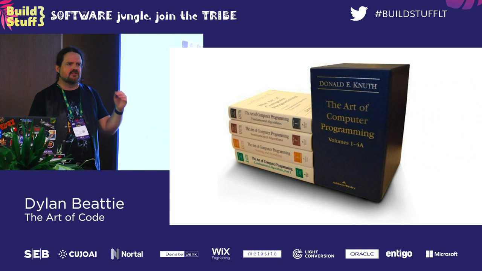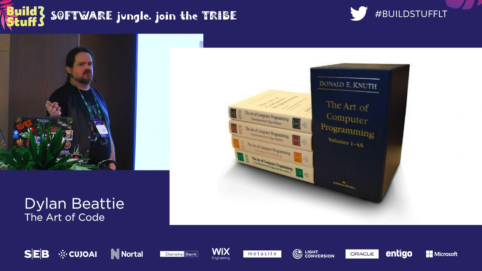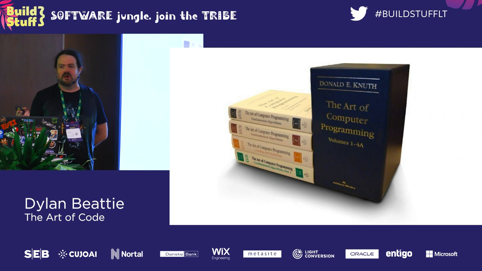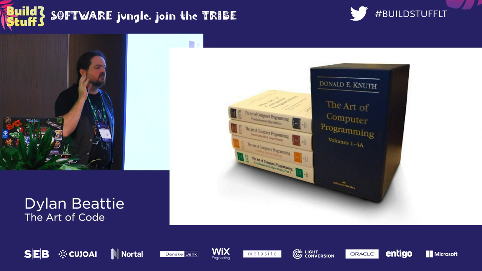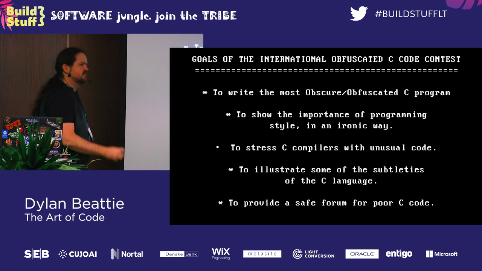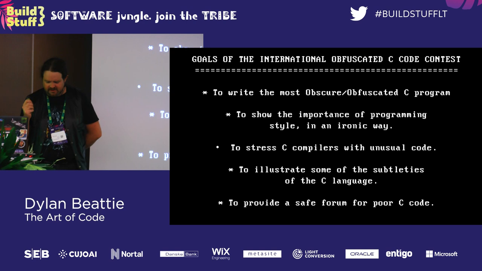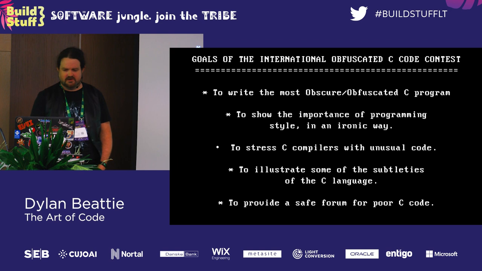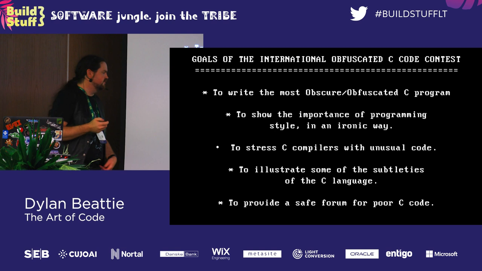And I'm sure some of you have reviewed code that maybe somebody on your team wrote late at night when they were tired, and you've looked at that code and you've gone, this is not art, it's not engineering, I wouldn't call it craft. In fact, I don't know what I'd call it. But the good news is there is a safe outlet, a safe space for that kind of code, and it is obfuscated coding competitions. These are the goals of the International Obfuscated C Code Contest: to write the most obscure program, to show the importance of programming style in an ironic way, to stress compilers with unusual code, to illustrate the subtleties of the C language, and to provide a safe forum for poor C code.